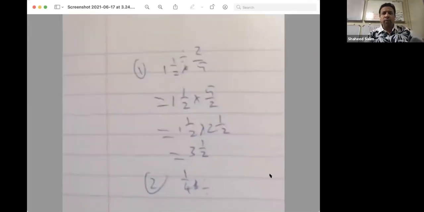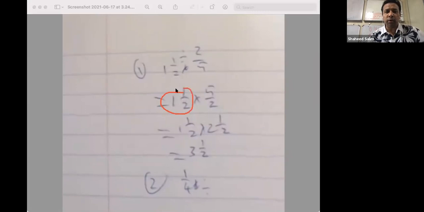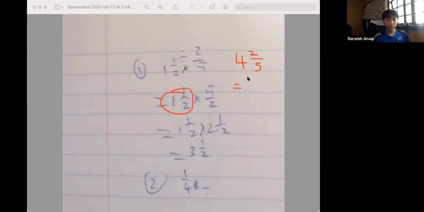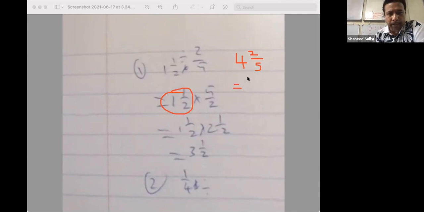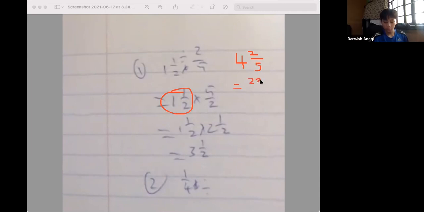So this one you must change to improper fraction first. You know how to change your 3/2? Okay, let me test you. Can you change this to improper fraction now? What is this equal to? 17/5. How you get 17? 5 times 4 equals 20. No, 22/5. Okay, 22/5 is correct.